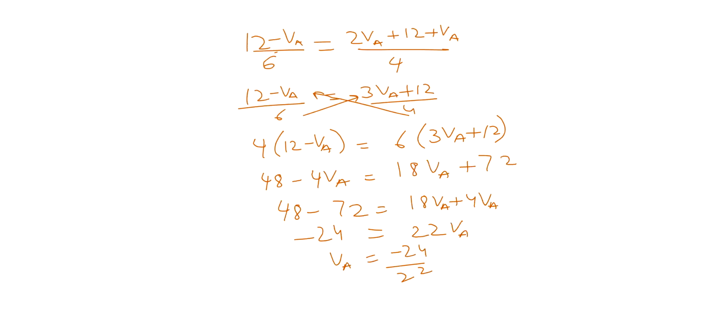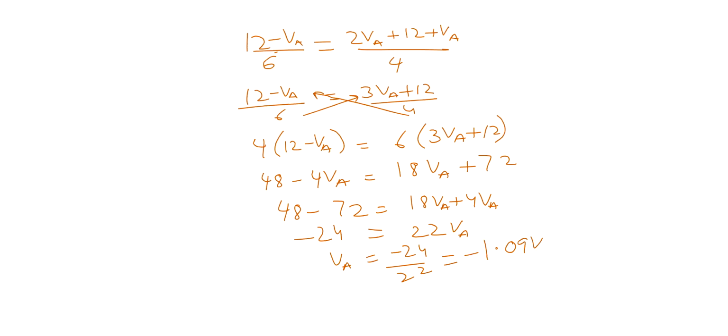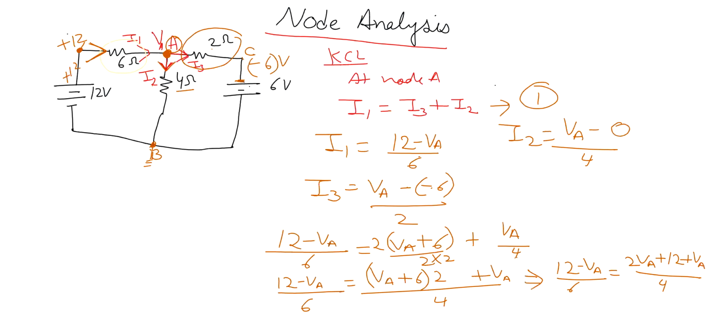So that gives me negative 1.09 volt. This means I got the voltage value VA as negative 1.09. So if I have to find the current in the individual branches, we already found the value of VA. We solved it and we got negative 1.09 volt.